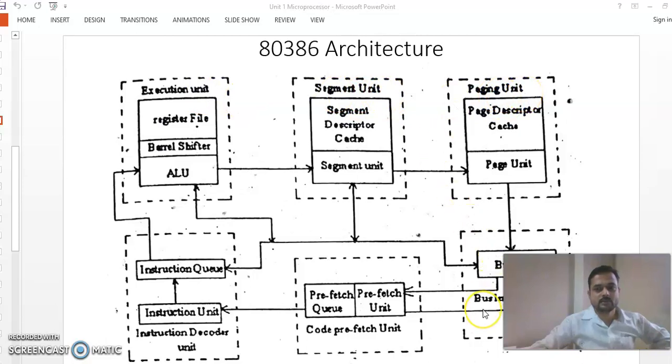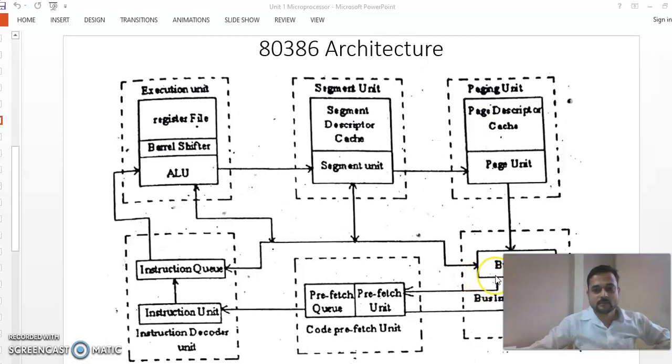The bus interface unit consists of the address bus and data bus. As we know, the address bus is pointing to the memory location. In the case of the 80386 microprocessor, the address bus is 32 bits, so 2 raised to 32, 4 GB of memory locations it can access. Also, the 80386 microprocessor has 32 data lines and it is bidirectional. We can send data and we can receive data. The address bus is pointing to the memory locations, the data bus is carrying data and is bidirectional, and the address bus is unidirectional.